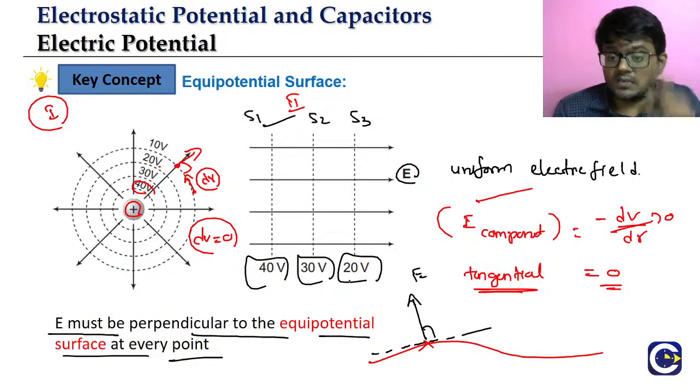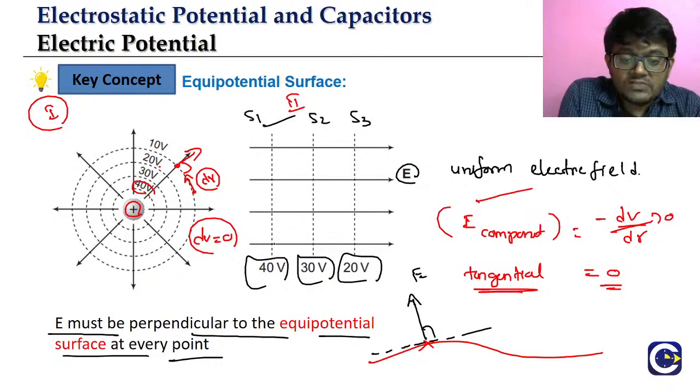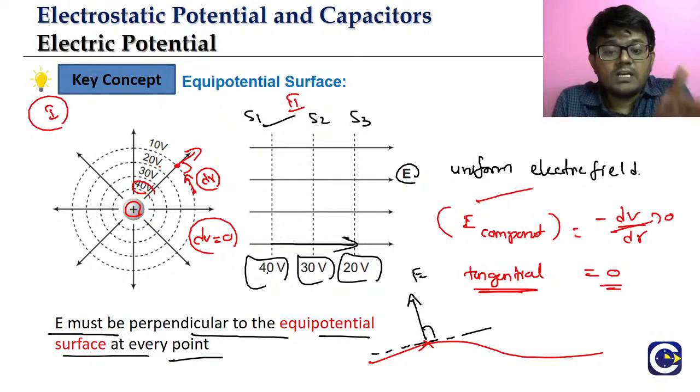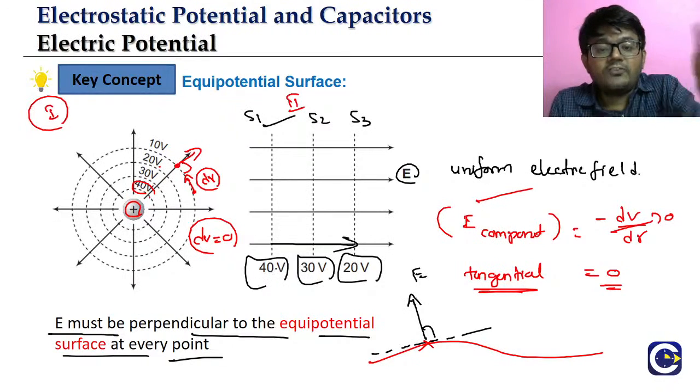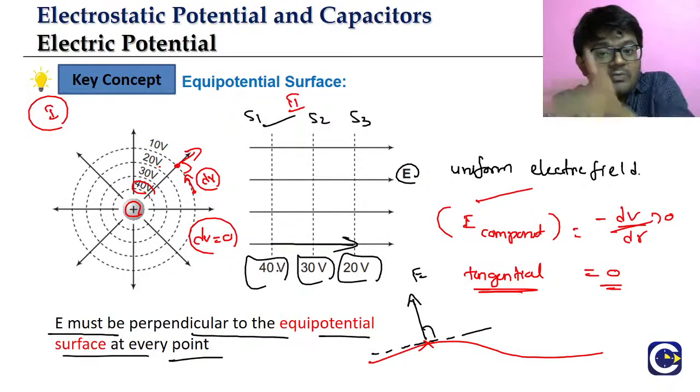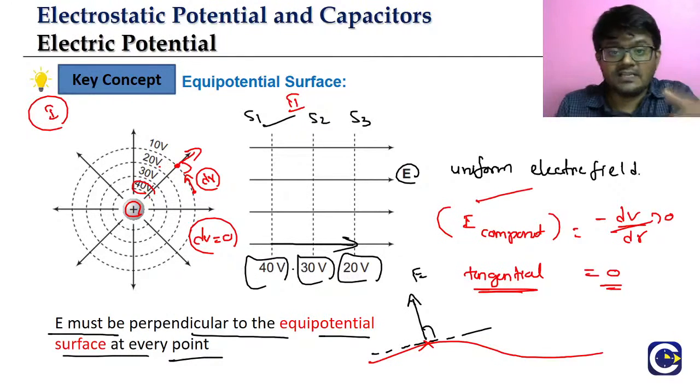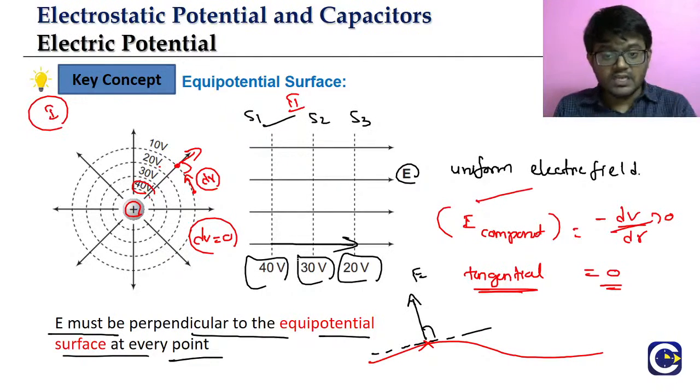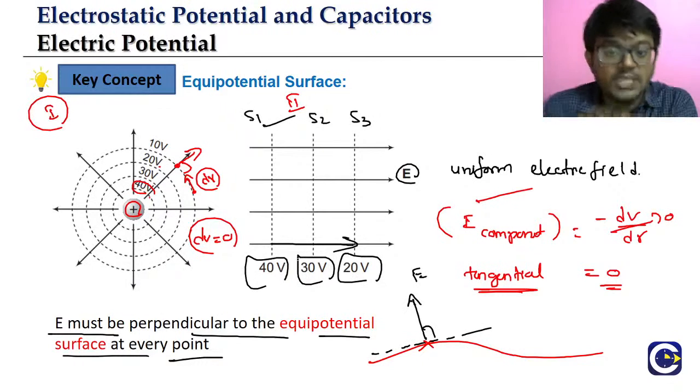Okay, observe, as we are moving in the direction of the electric field, what is happening to the potential? 40, we are coming to 30, we are coming to 20. This is another result that we are having from the relation between field and potential, right? If you are moving in the direction of the electric field, then electric potential value will keep on decreasing.